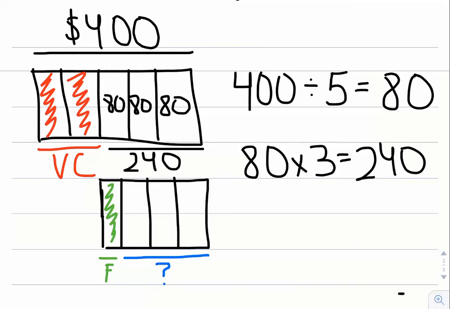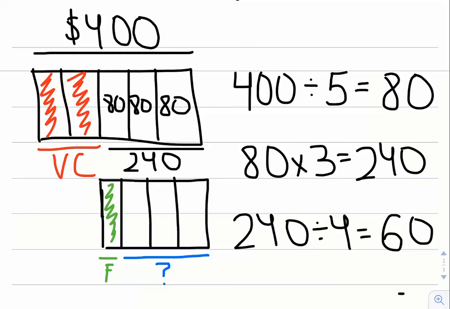This 240 is the amount of money he started to spend on the fan and the amount he had left over. So to find out how much he had left, I need to do the same type of problem. Use that 240 and divide it by 4, since there are 4 units, to tell me how much each unit is. I'll find out that each unit is 60. Now this 60 represents each unit down here in this box here.